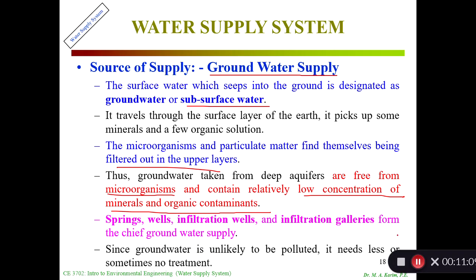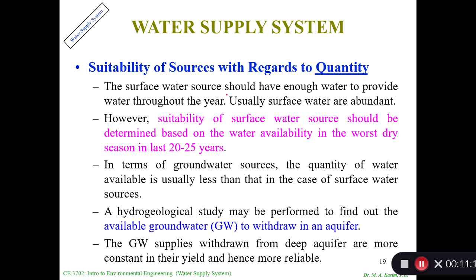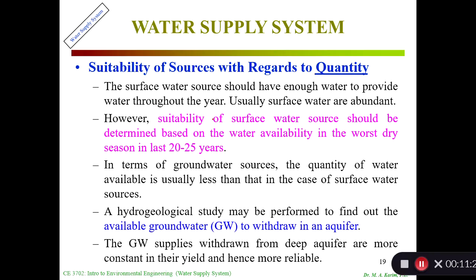Since groundwater is unlikely to be polluted, it needs a little bit less treatment compared to the surface water. Then we need to know the quantity. We have to have enough quantity so that we can supply the water for certain areas for 20 to 25 years. It could be even more. Sometimes we design it for 40, 50 years.